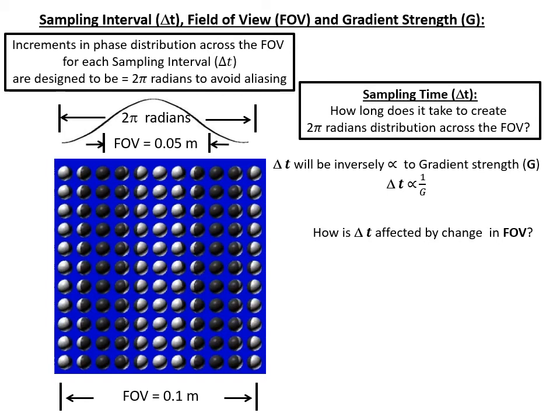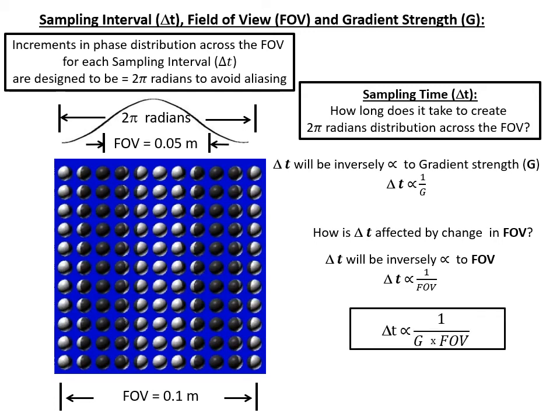So in qualitative terms, you can see that the sampling interval is inversely proportional to the field of view. If you make the field of view bigger, you have to sample faster, assuming you keep the gradient the same. If you make the field of view smaller, you have to sample at longer periods of time, so delta t would be larger.